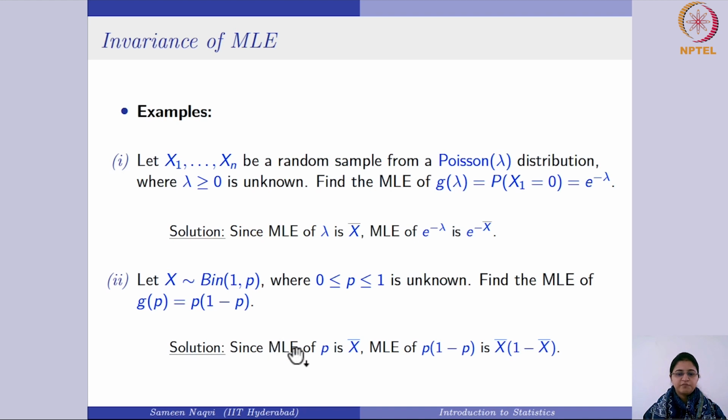Since the MLE of p is x bar, you would have the MLE of p times 1 minus p as x bar times 1 minus x bar. Okay, so here actually it should not be x, it should be the sample mean. A random sample x1, x2, ..., xn is coming from Bernoulli. As we have seen, the MLE comes out as the sample mean. So in this case, it would be x bar times 1 minus x bar.